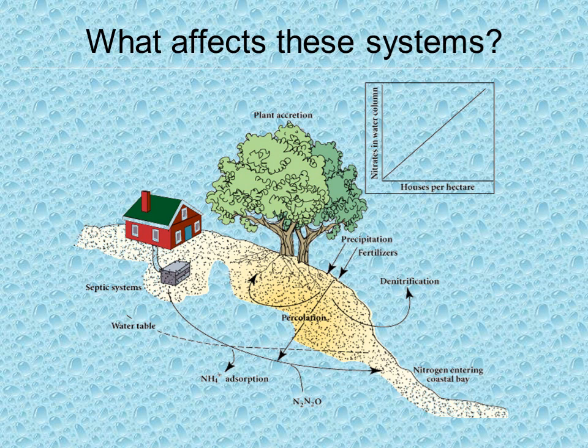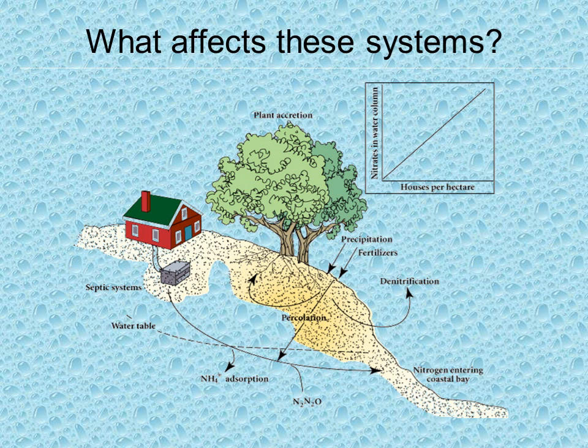Now, what affects these kinds of systems? Well, estuaries and salt marshes are usually close to where human populations live. And human populations build houses, they put in septic systems, they affect the water table, they plant plants, they have farms, they use fertilizers, etc.